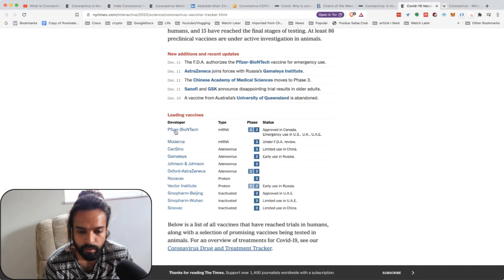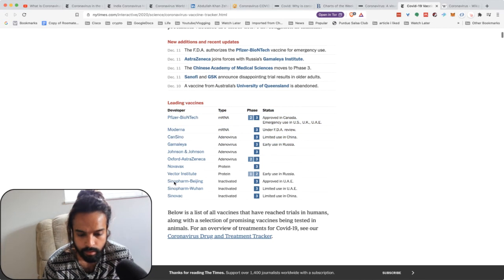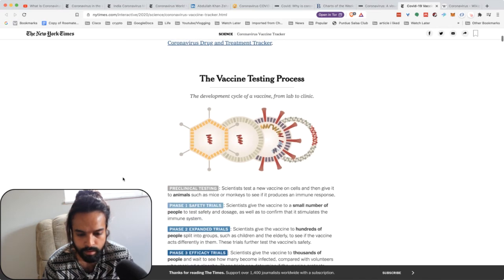Pfizer, one of the companies, and Moderna. This is under FDA review, as I can see. This is in China. You can see the type, adenovirus, limited use in China. I'll have to study more about what adenovirus means. And then Johnson and Johnson, everybody uses their product. And early use in Russia. So in Russia and in China, they are already using it. In UAE, the Arab Emirates, I think. It is in China, Sinovac. So these are the leading developers.